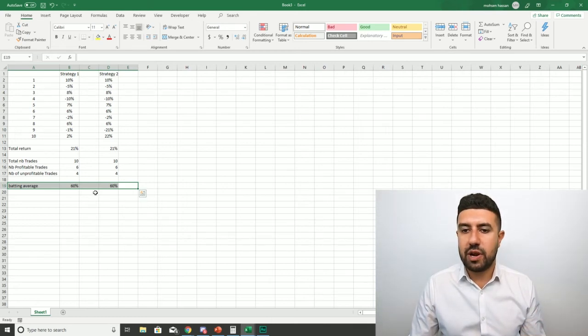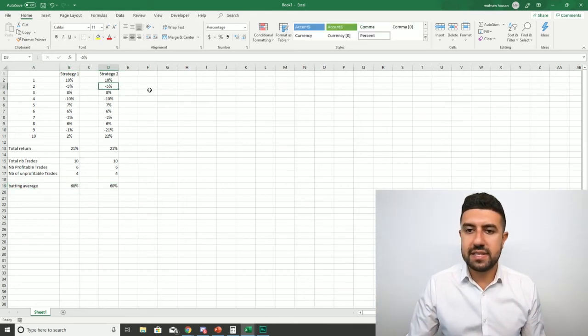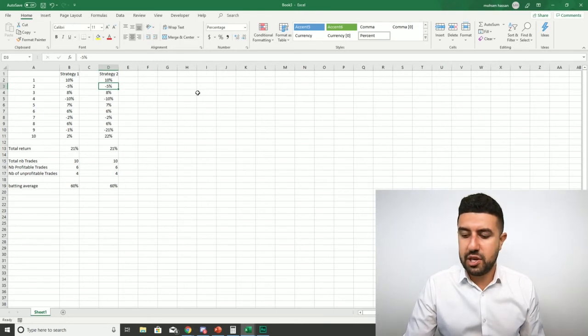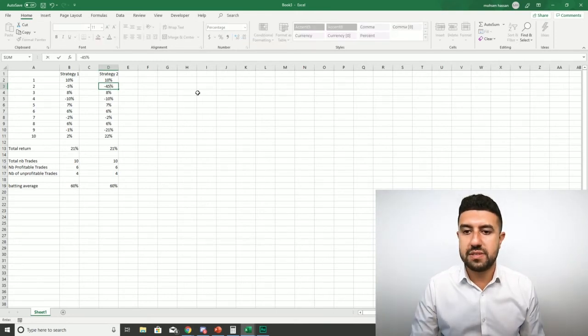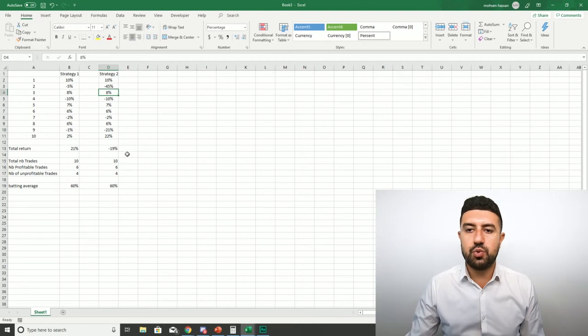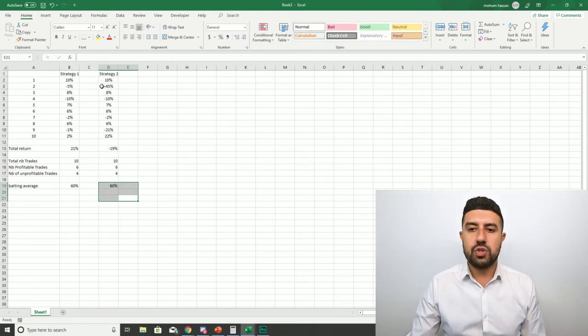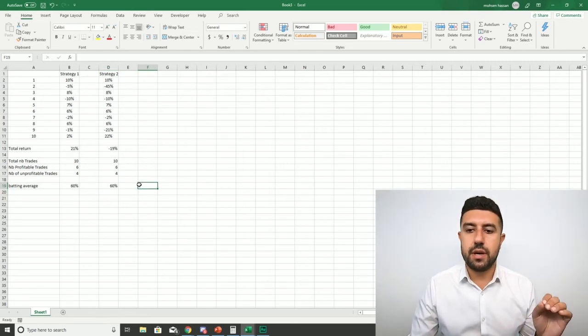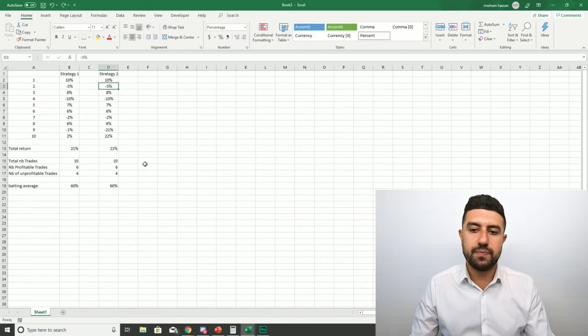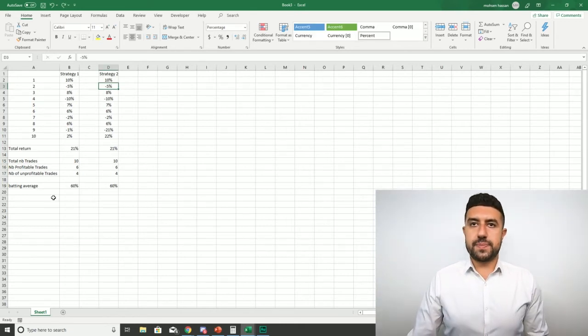Because imagine this strategy. Imagine here, one of the days, instead of losing 5%, you lost, I don't know, 45%. Well, then this strategy would be a losing strategy, even though you're winning 60% of the time. So just looking at how many times you're profitable is not a good indication if you have a profitable strategy or not. Okay, so we want to look at other things.